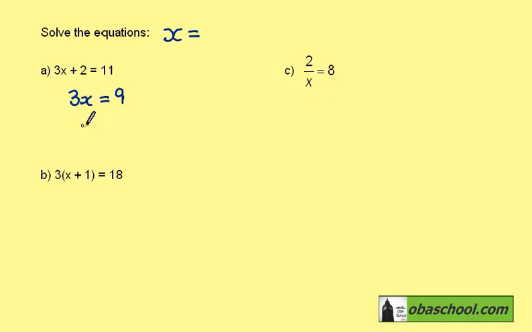We can now divide both sides by 3. 3x divided by 3 is x. 9 divided by 3 is 3.